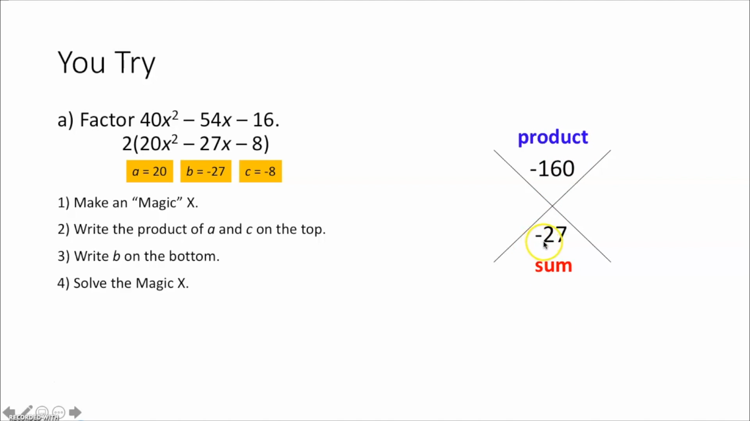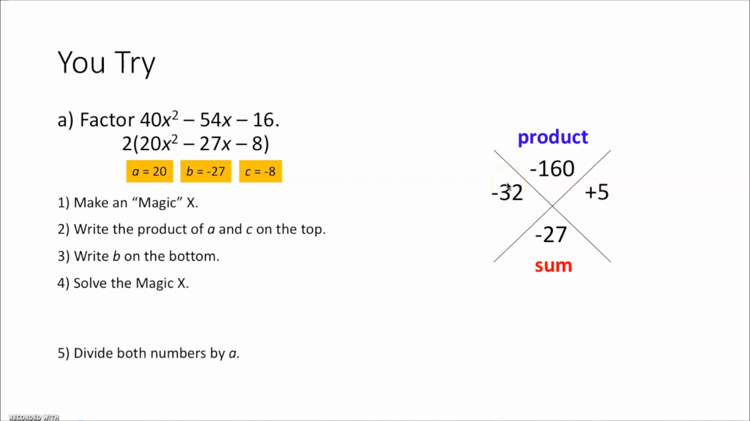This may take some time because it's not apparent right away what your two numbers are going to be. So you're going to have to check a lot of numbers. Again, since your product is negative, that means one number is negative, one number is positive. Since your sum is negative, that means your bigger number should be negative. Again, you guess and check a bunch and you end up getting negative 32 and positive 5.